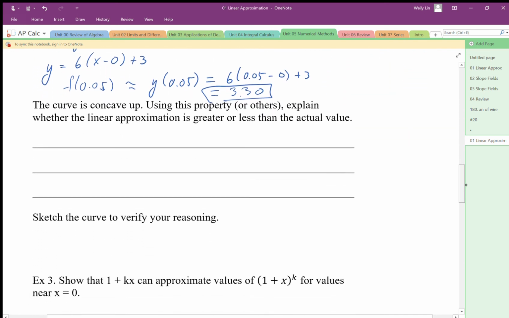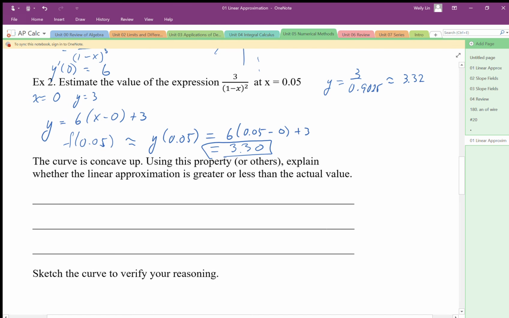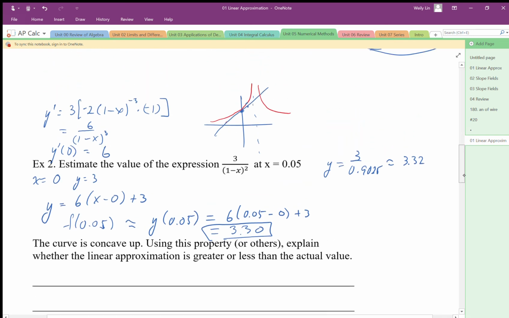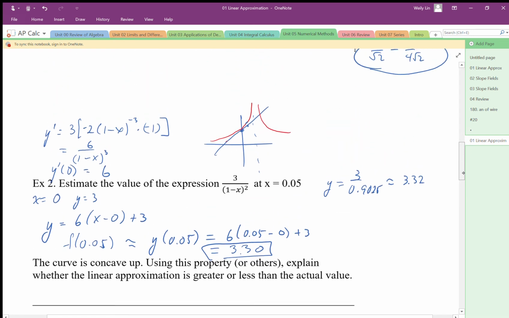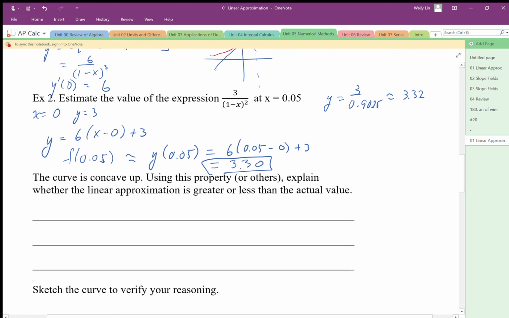This part says the curve is concave up. Using that property, explain whether the linear approximation is greater or less than the actual value. You can see very clearly when you draw the graph that the blue line is below the red line. So the blue line is a lower estimate of the actual value. We can generalize this: if it's concave up, my tangent line is always below the red line.